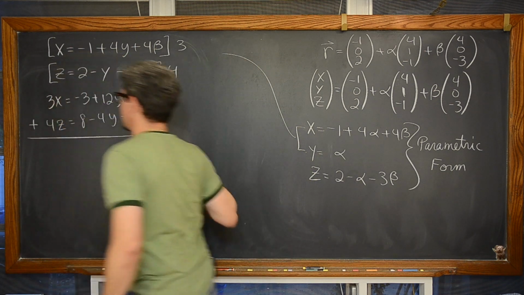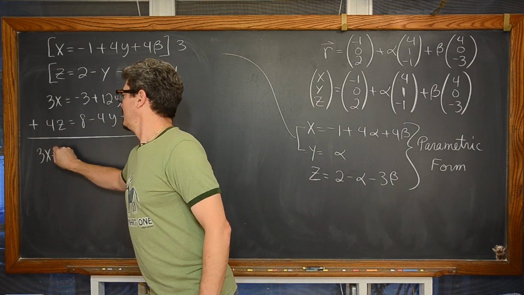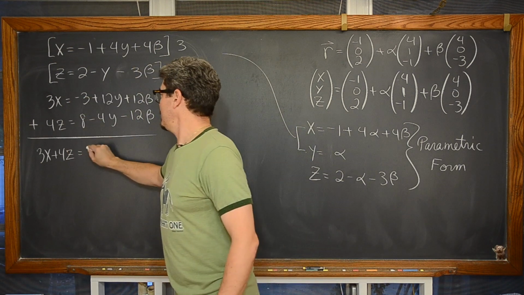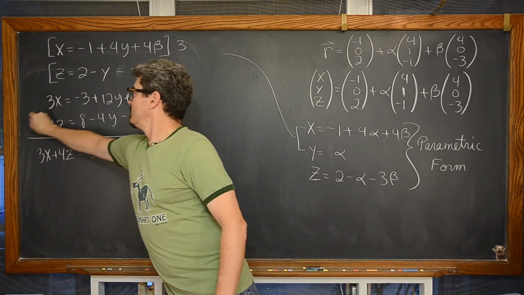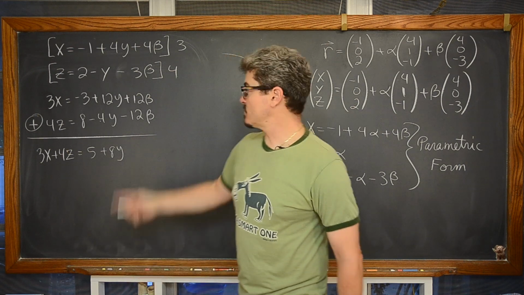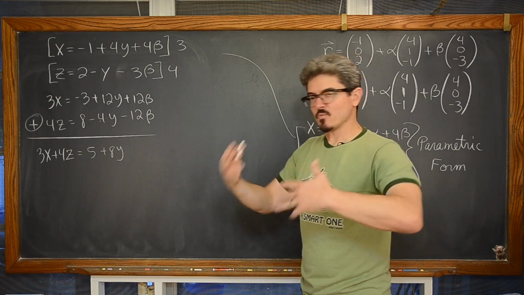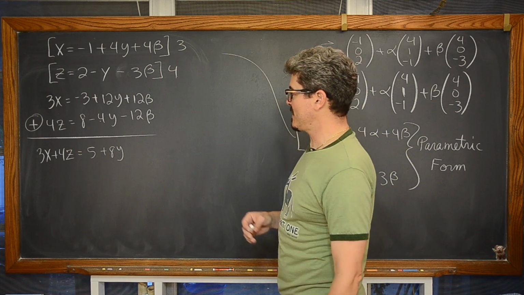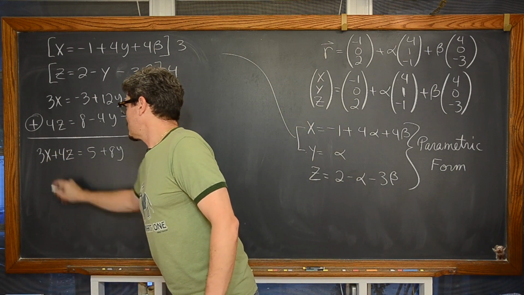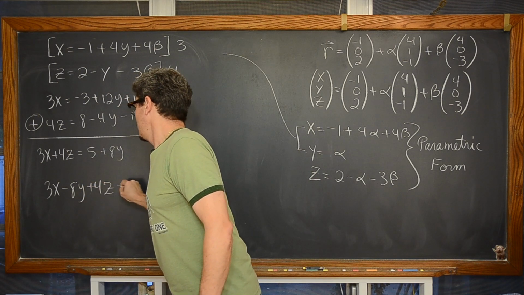If we now combine these equations with addition, we have 3x plus 4z on the left-hand side. We have negative 3 plus 8 is 5. We've got 12 plus a negative 4 is 8y. And of course, our positive 12 beta and our negative 12 beta are going to cancel, giving us 0 as we add these. And wow, I'm glad I thought about this as I recorded this last part of the example, because it does come out cleaner than doing substitution. We're going to move the 8y over with subtraction, and we have 3x minus 8y plus 4z is equal to 5.